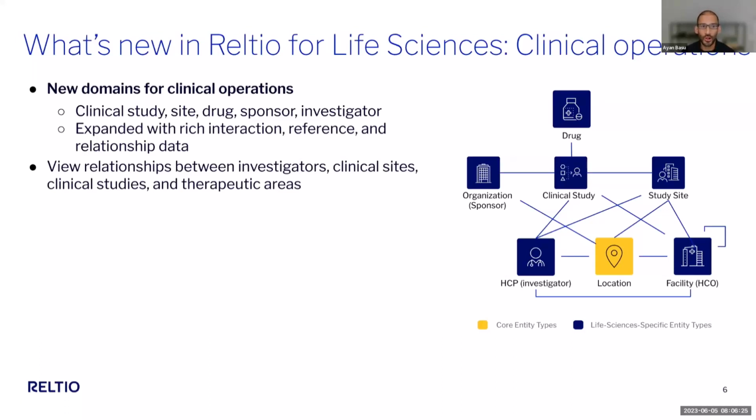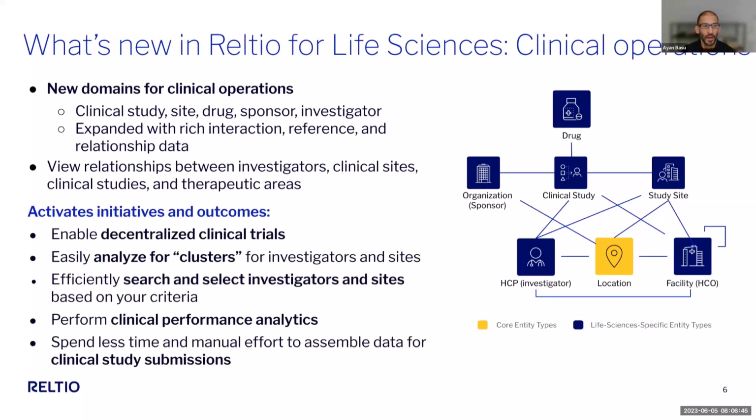So within clinical operations, we have things like clinical study, clinical site, drug, sponsor, investigator, and then associated relationships between investigator, clinical sites, and studies. And you can see some of the lines that are drawn in this diagram to indicate all of the different relationships that now exist within this Velocity Pack for life sciences. And ultimately, what this is doing is driving some key outcomes for all of our customers that are using clinical operations related data domain and data models.